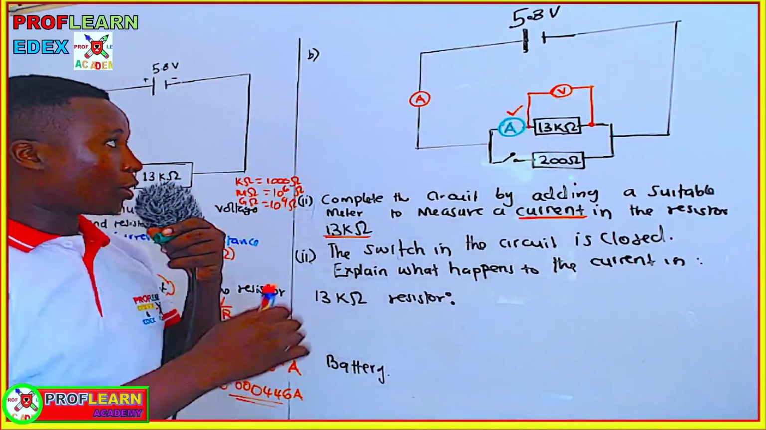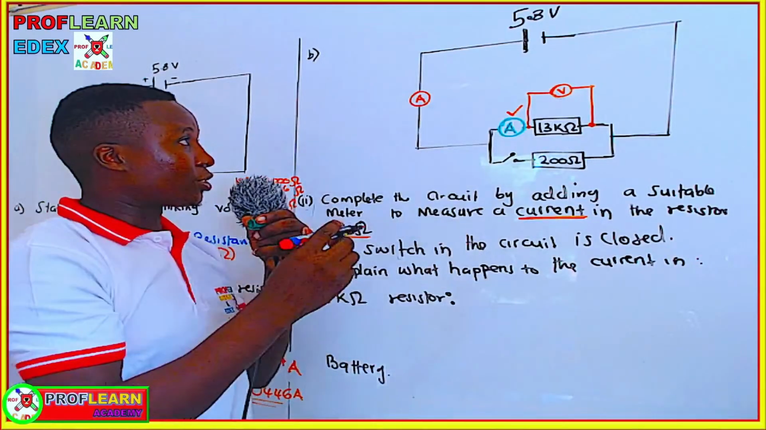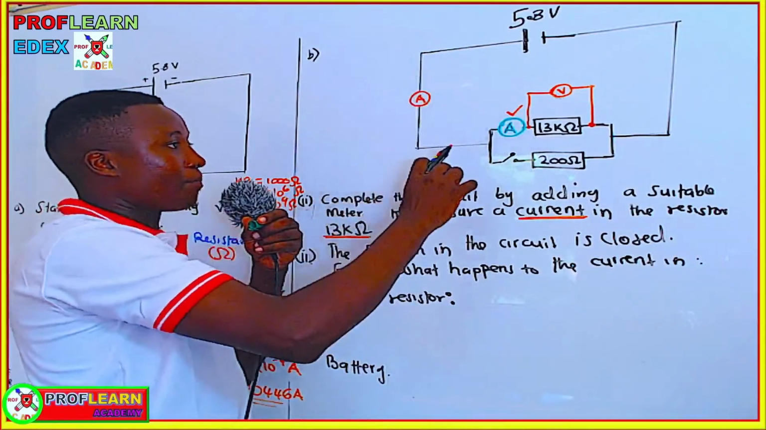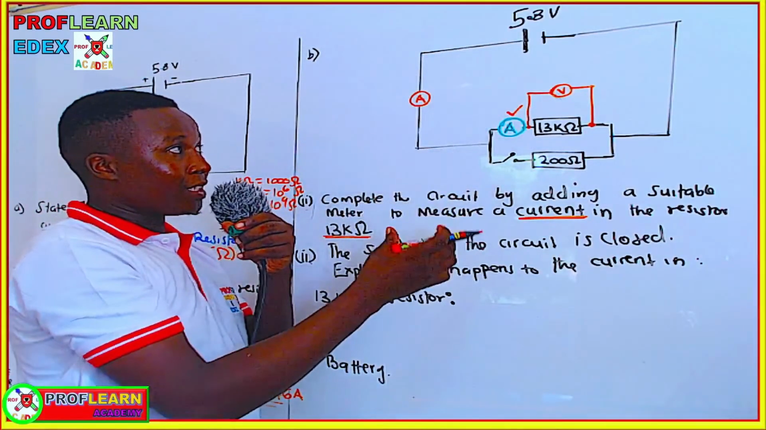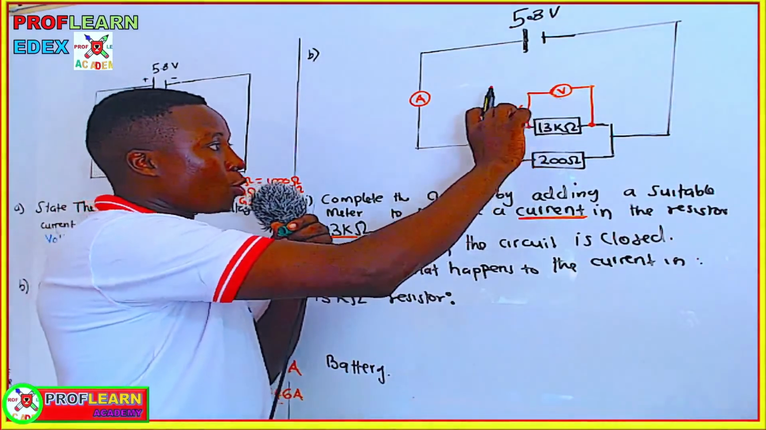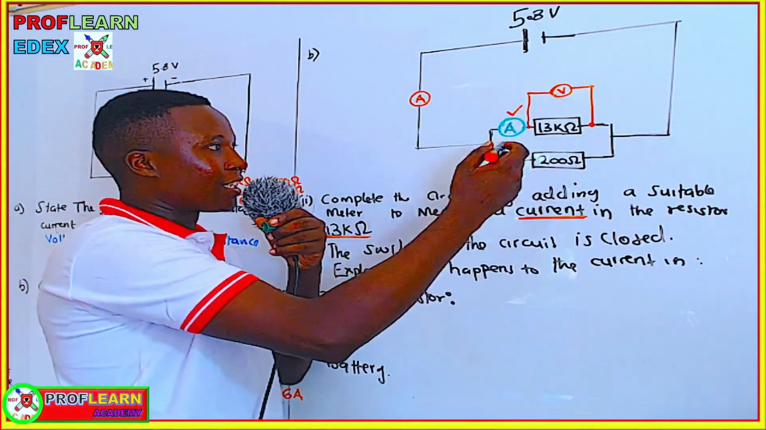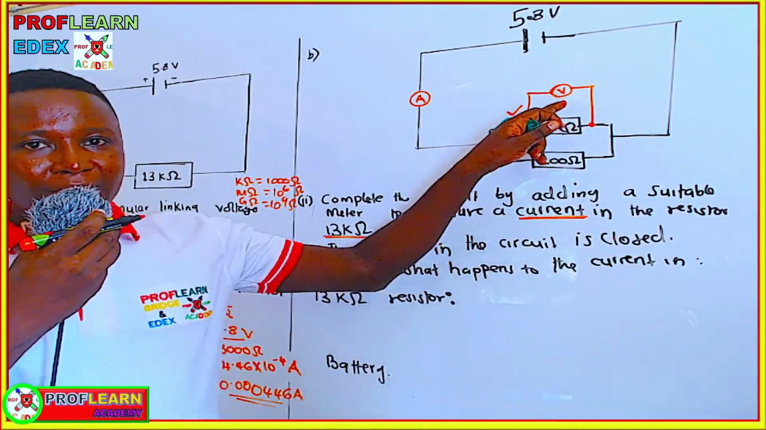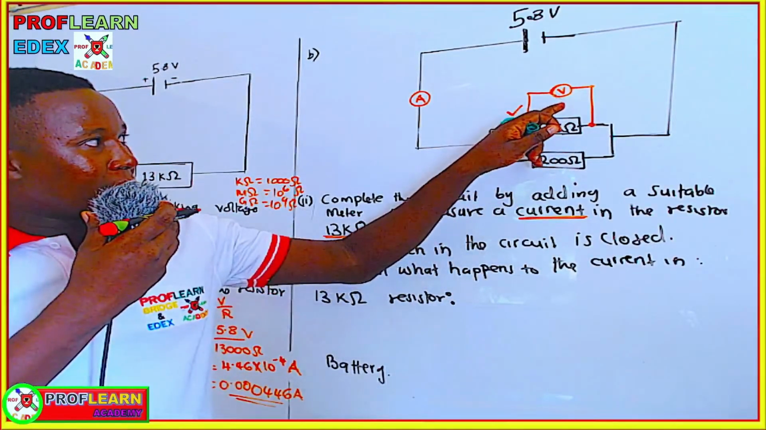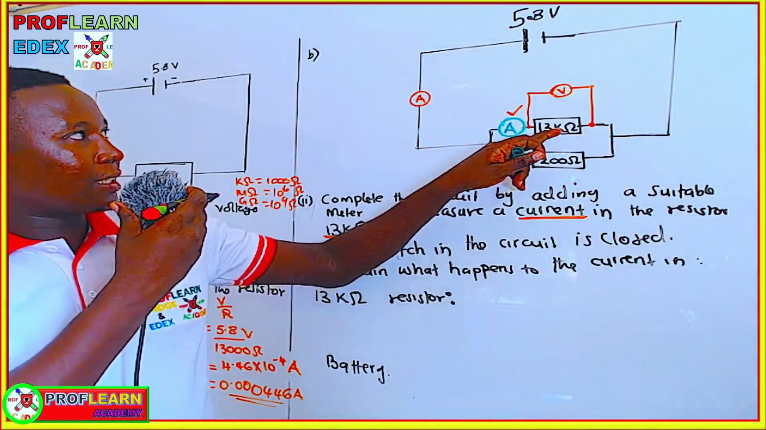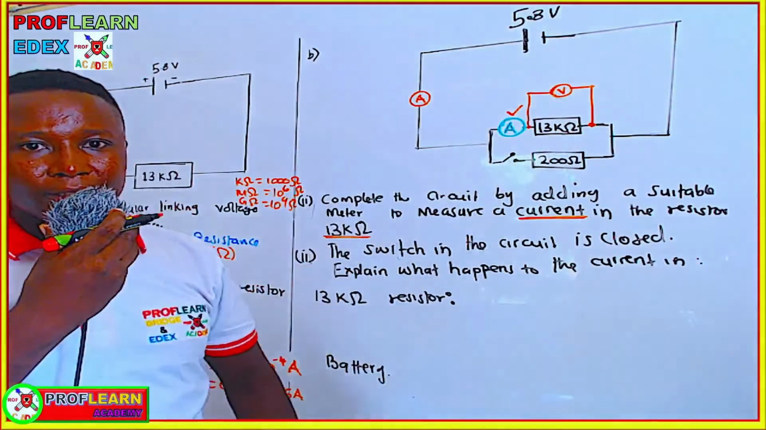Don't be confused, because I've already mentioned the reason why I've added all of these. This one will measure the current in the entire system, in the entire circuit. This one will measure the current going through the 13 kilo ohm resistor, and this one here is going to measure the voltage drop, the potential difference, across the 13 kilo ohm resistor.